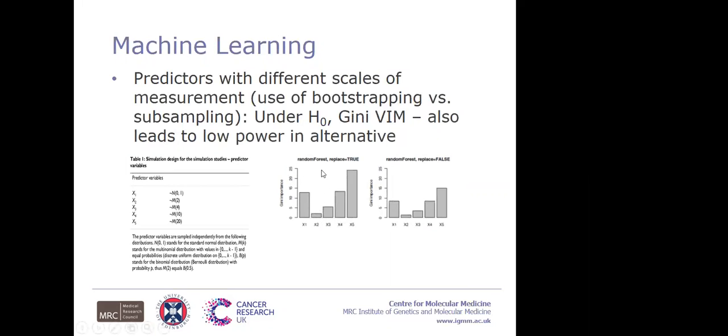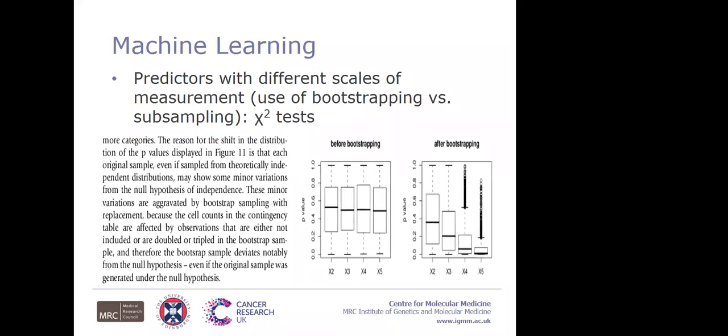So again, this is random forest, and you can see that no matter if you're using replacement or not, you still get a situation where you get spurious results. So here, this is the variable with 20 categories, and you can see that the Gini index-based variable importance measure is much higher than the one that's here, x2, which is binary. So clearly this is a problem. It also leads to low power under the alternative hypothesis, where she assumed the variables to be associated with the outcome.